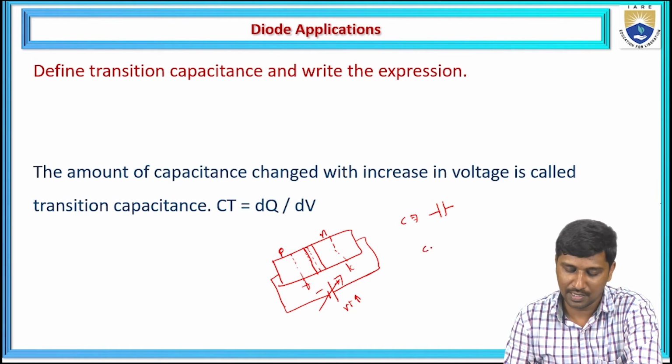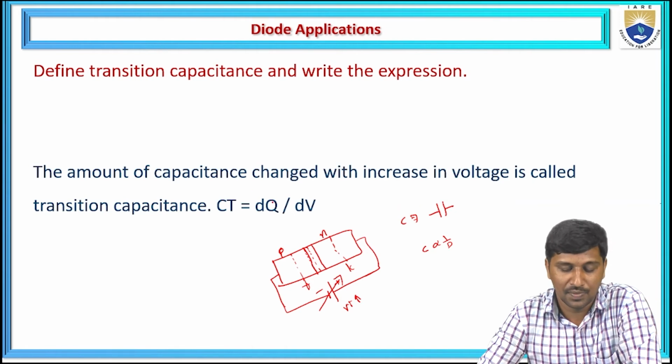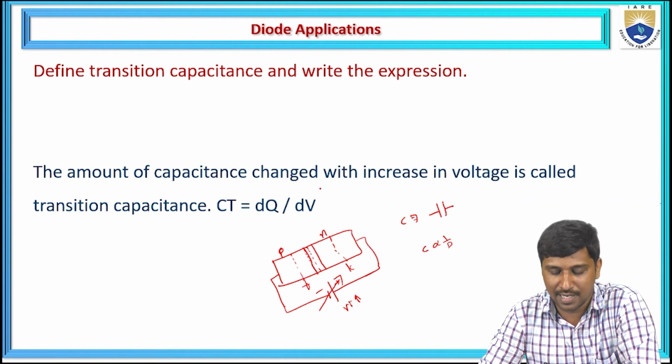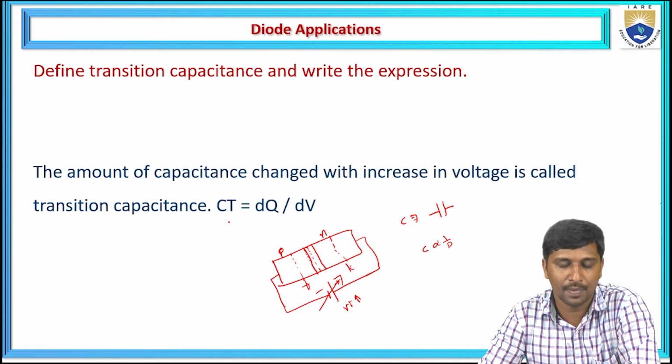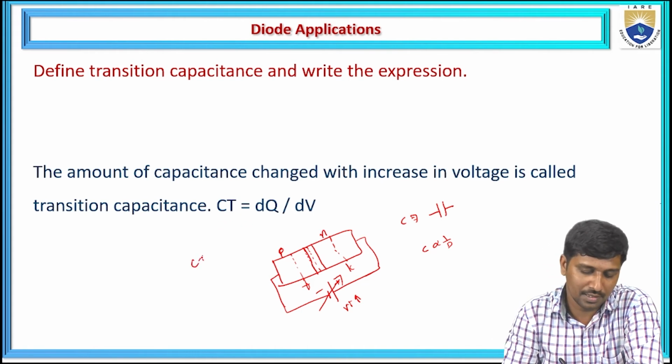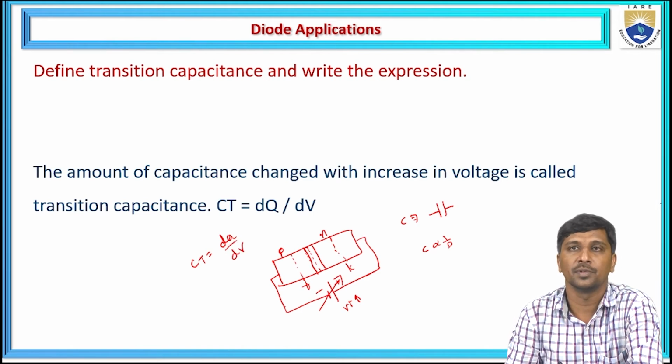So we know that C is inversely proportional to the distance between the two plates. So that is the reason. The amount of capacitance that changes with the increase in the voltage is called the transition capacitance. Here, this transition capacitance is also represented as the rate of change of charge with respect to the rate of change of applied input voltage.